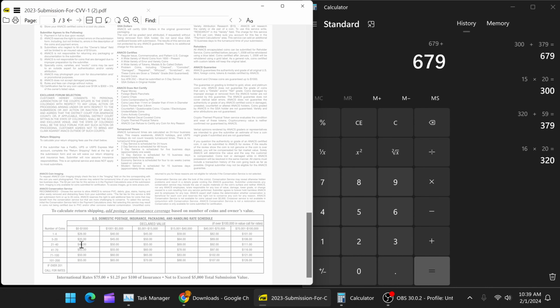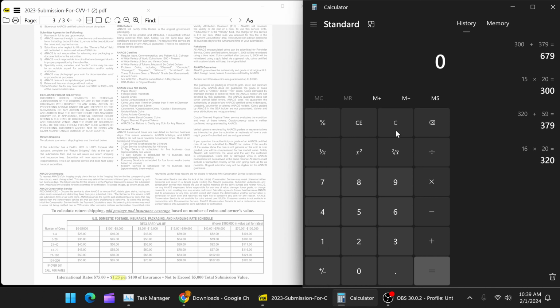Oh no, I'm not going to use $35. If something happens to these coins, I have to fully insure them. I'm probably going to put down at least $100 a coin, so that's $2,000. So I think I'm going to be declared value. It'll be 2,000, so it's $45 plus 1.25 per $100 of insurance. Remember, this is both ways too, so you have to remember that.